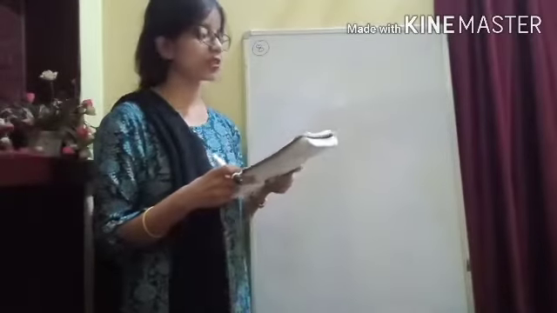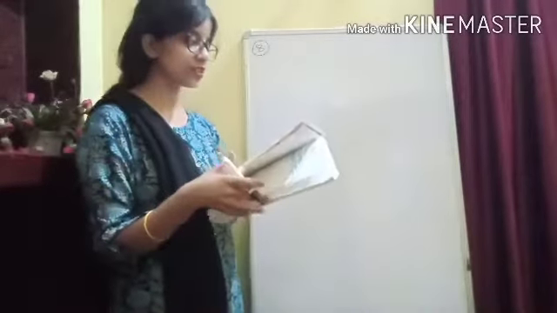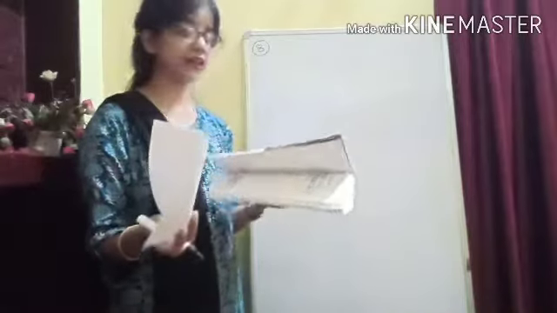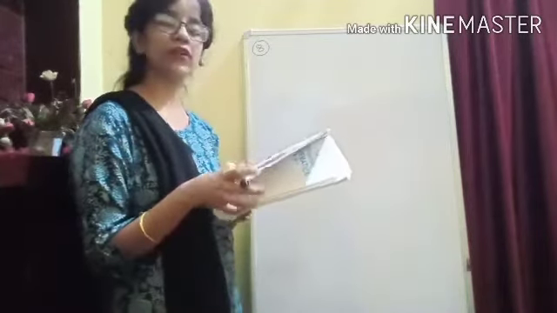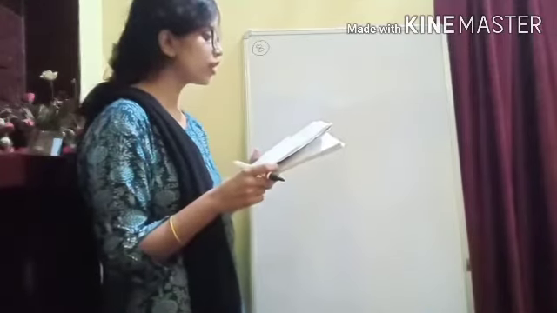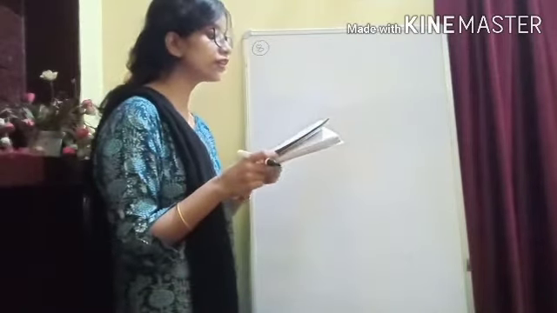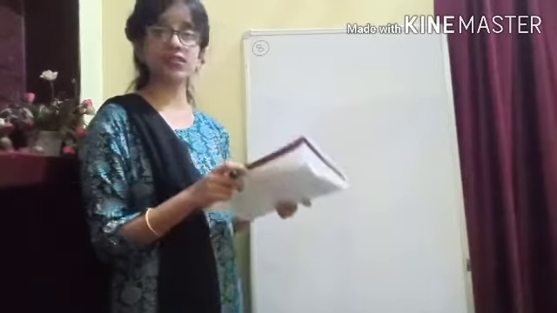Now we will solve question number 8. Question number 8 you can see in your book. It is on page number 189. The following data gives the number of children in 40 families. Now they are asking you to represent it in the form of a frequency distribution.